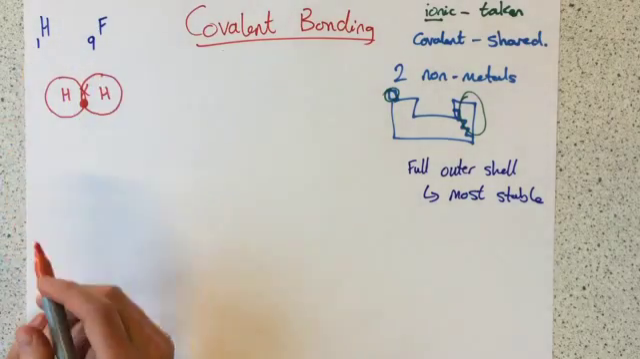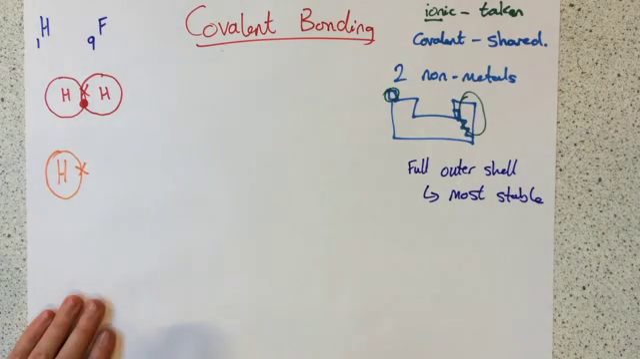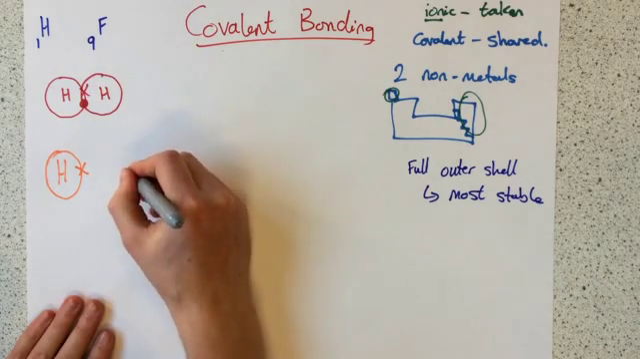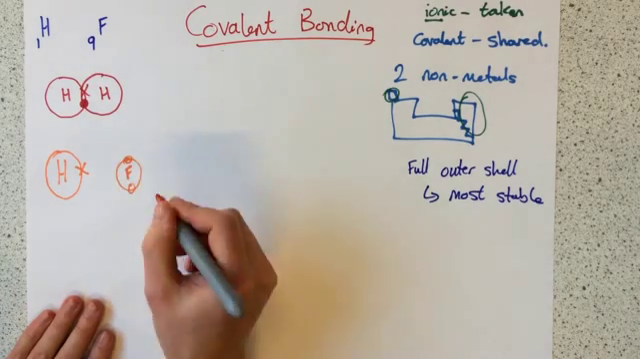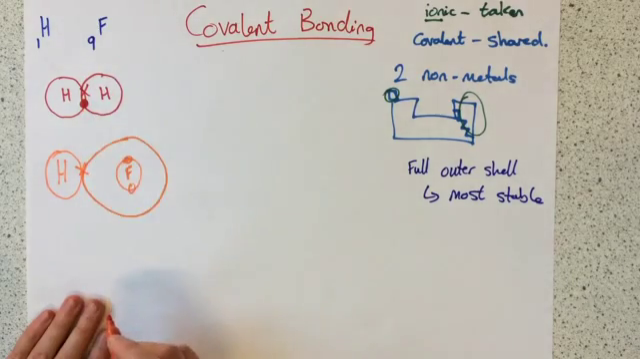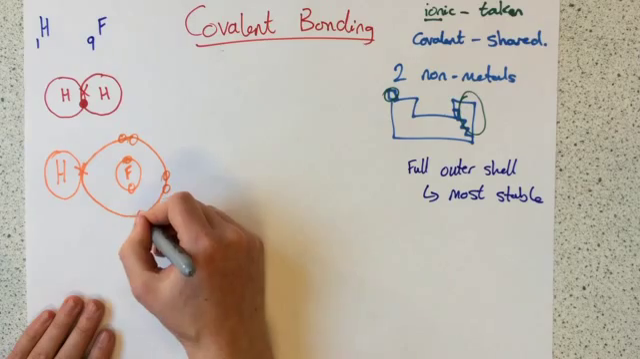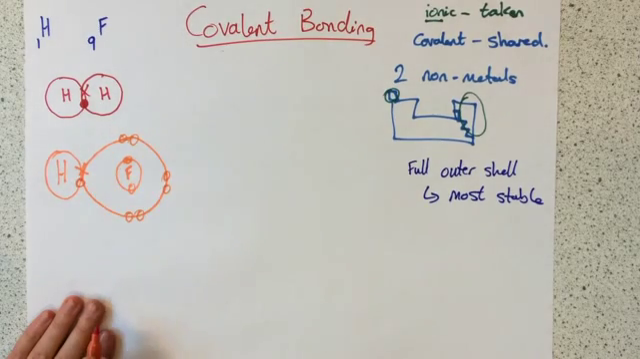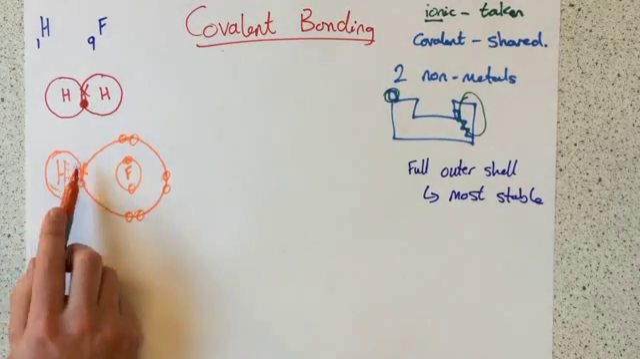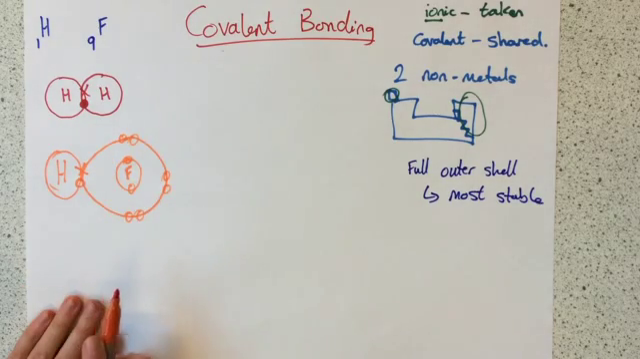Let's try it with a hydrogen bonding to a fluorine. So again, hydrogen has 1 electron. It's not stable, it wants a second. Fluorine has got 2 in the first shell, and that would mean it has 7 on the outside. So 1, 2, 3, 4, 5, 6, 7. Because they both shared 1 each, hydrogen now has 2, fluorine now has 8 on the outside. So they are now most stable.